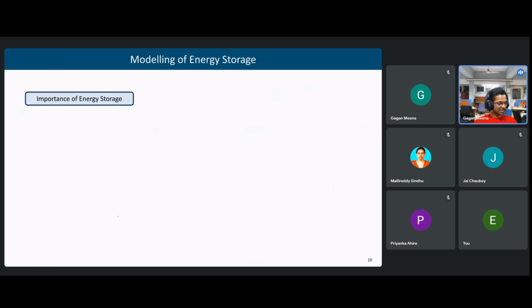Okay, so then we discuss the modeling of energy storage. We discuss the importance of energy storage. Can anyone tell why we need energy storage? How can energy storage help in a microgrid setup? It's something we discussed previously, I think in week 3 also. If you recall something.